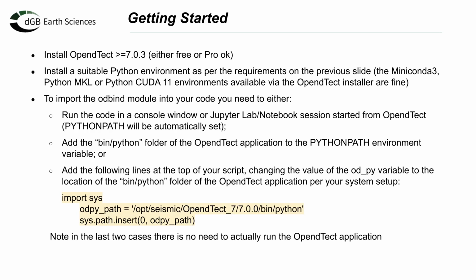Thirdly, add the lines shown here to set the Python path at the top of the script before the odbind imports. Note that the last 2 options don't require you to actually run OpendTect at all.